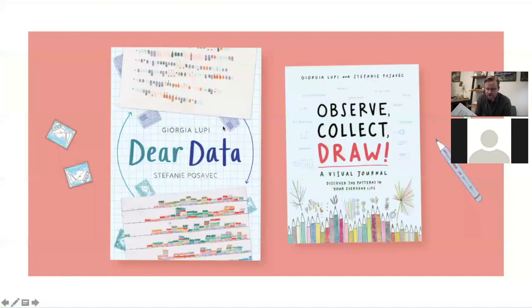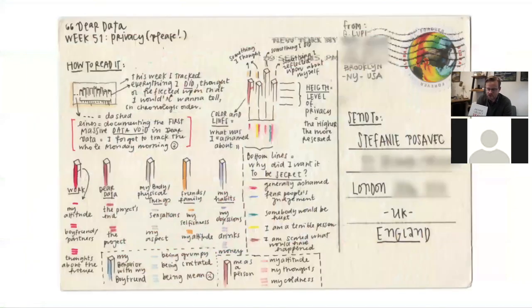So Stephanie Posavec and Giorgia Lupi were creating these postcards going back and forth to each other, creating hand-drawn sketches about their lives. Maybe it was about their mood. Maybe it was about, looks like in this case, privacy. Okay, so then they would kind of get to know each other that way. They never met face-to-face, but they were just sharing these postcards back and forth. And then, again, they put together kind of a workbook to let us do the same thing too.